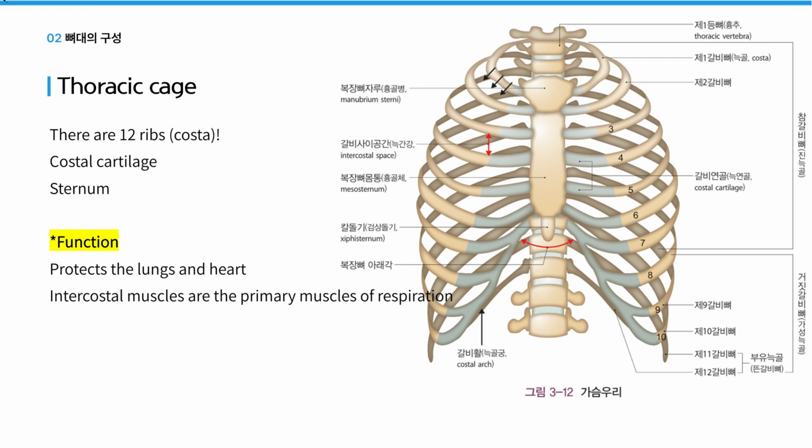What's the function of this bony cage? First, protection. It shields the two organs most essential to survival, the lungs and the heart. Second, respiration. The intercostal muscles between the ribs are one of the main muscles of breathing. When they contract, they lift and expand the rib cage, so air can be drawn into the lungs.